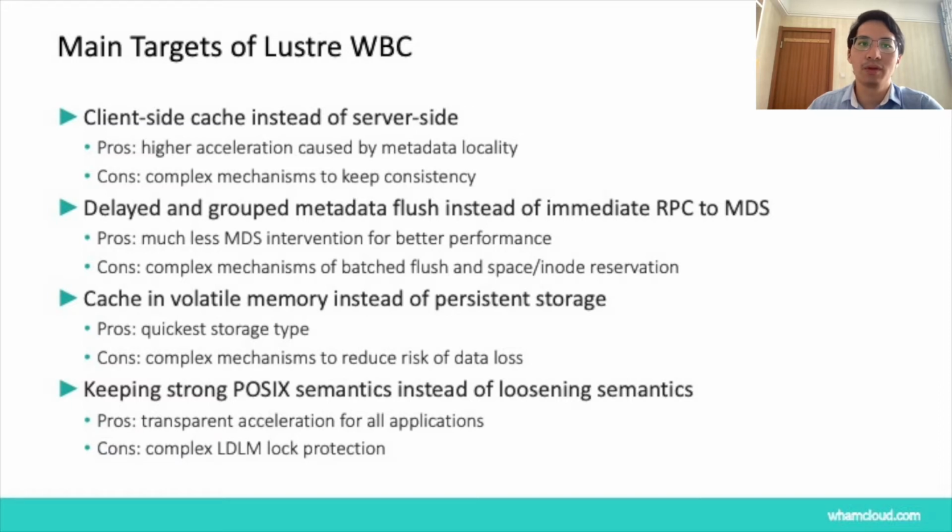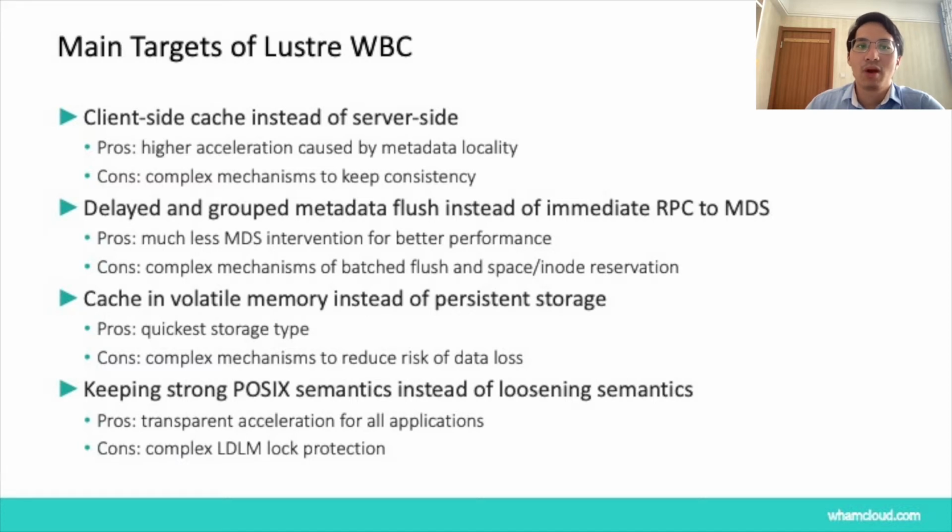So there are always many ways to achieve the same purpose. In Writeback cache, we might have chosen the most difficult way, but the most efficient way. Cache could be on the Lustre server side or the Lustre client side. Obviously, if we cache the data on the Lustre client side, we will be able to get better performance due to data locality. But client-side cache means we need to implement very complex mechanisms to keep consistency between different clients. We choose to implement client-side cache, which is harder.